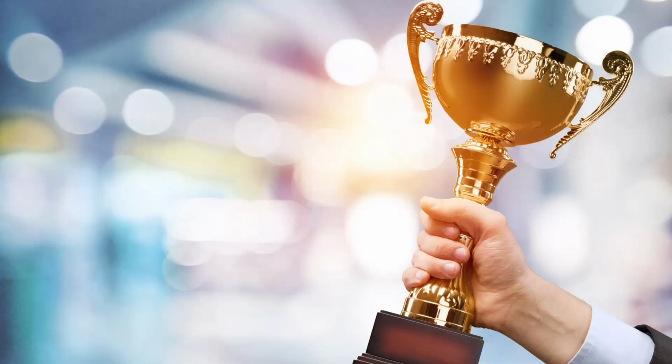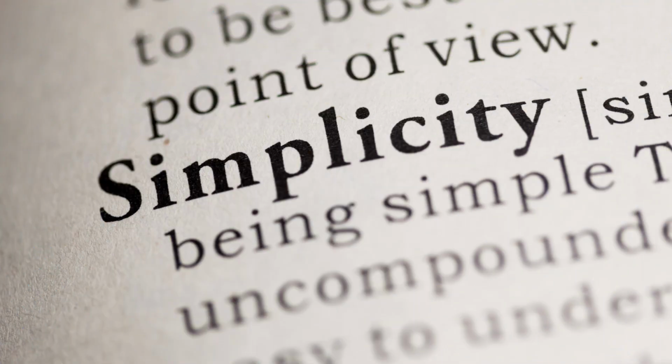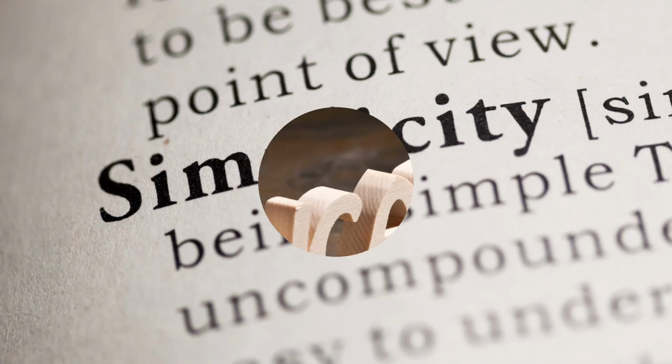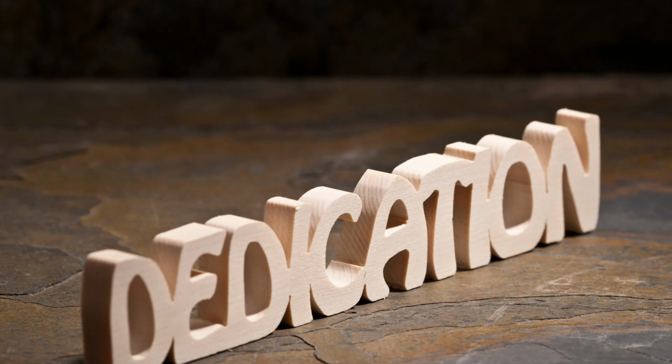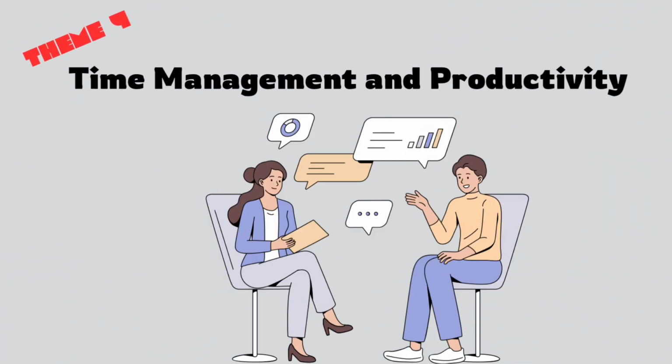Eco's humility also makes his achievements relatable, showing us that even the most brilliant minds approach their work with simplicity and dedication. The fourth theme focuses on time management and productivity.